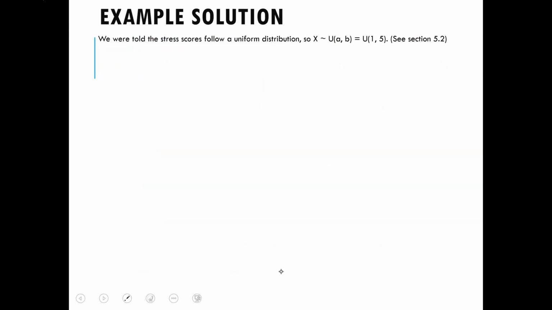Since they told us that this was a uniform distribution, in section 5.2, remember a uniform distribution has an A and a B value, where A is the lowest value and B is the highest value. So they told us that when they asked the students how stressed out they were, the lowest score they could give was a 1, and the highest score they could give was a 5. Now, in section 5.2, in the uniform distribution, these were the formulas that we had for mean and standard deviation. So mean was A plus B divided by 2, and standard deviation was the square root of (B minus A) squared over 12. We had that on our last test.